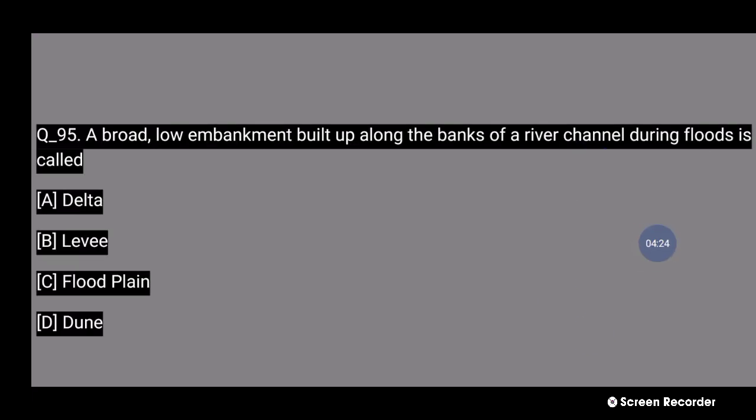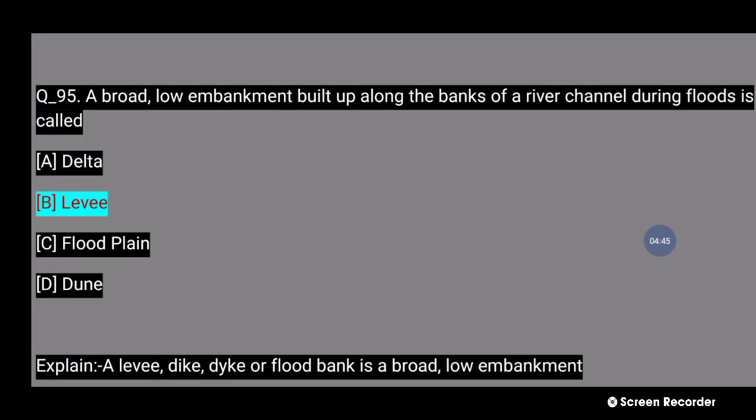95 number question কি বলছে, a broad low embankment built up along the bank of a river channel during the flood is called. এই চারটি অপশনের মধ্যে কোনটি হবে? Number B, levees, just a broad low embankment built up along the bank of the river channel during the flood.